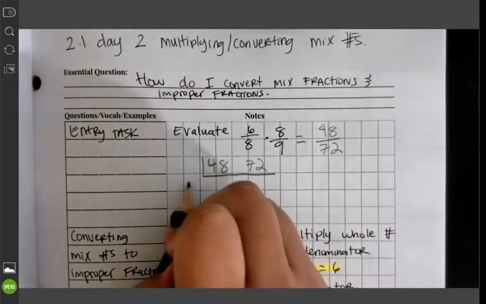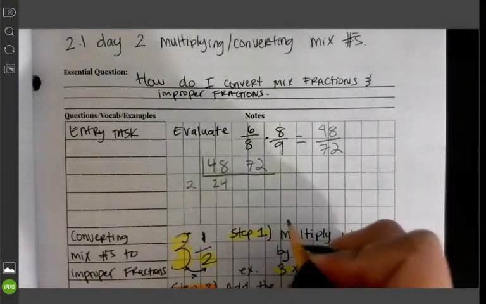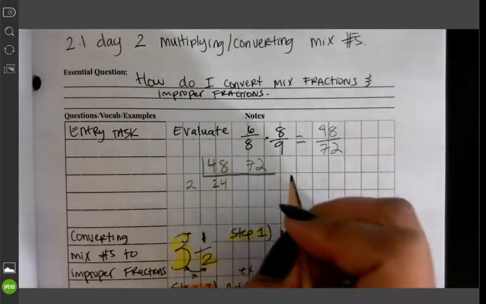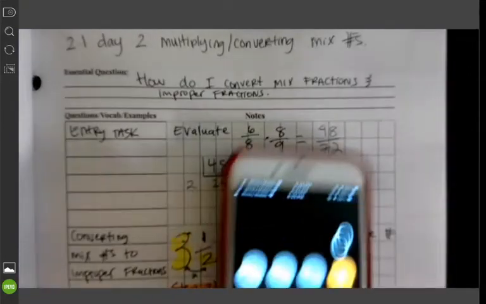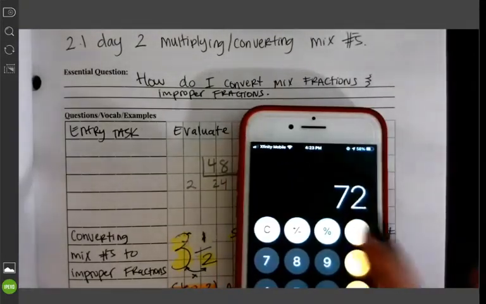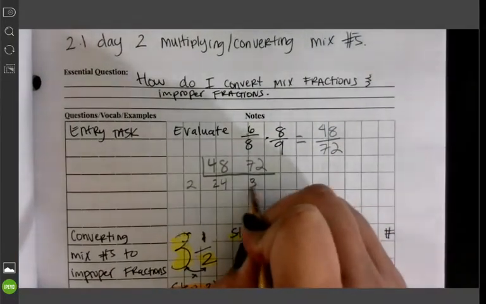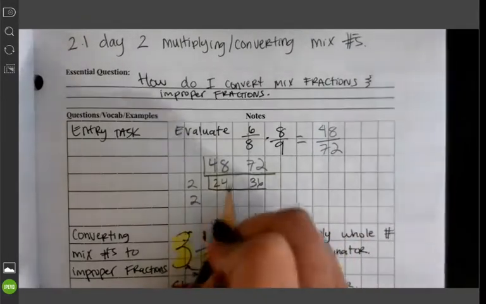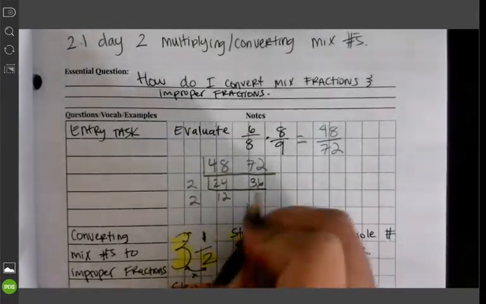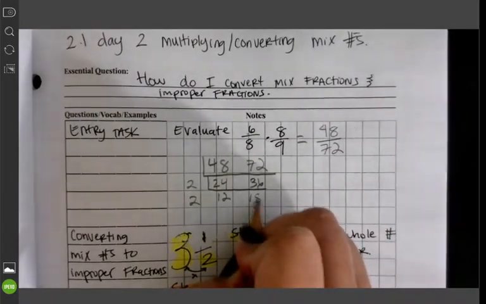48 and 72 are both even numbers, so 48 divided by 2 is 24. 72 divided by 2, let me get my handy-dandy calculator. 72 divided by 2 is 36. They're both even numbers, so I can divide by 2 again. 24 divided by 2 is 12. 36 divided by 2 is 18.